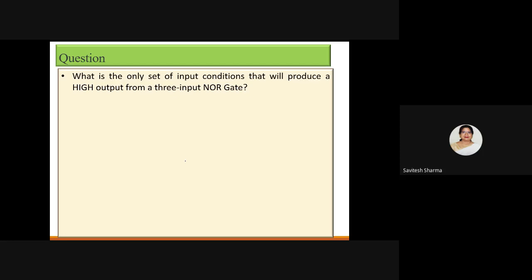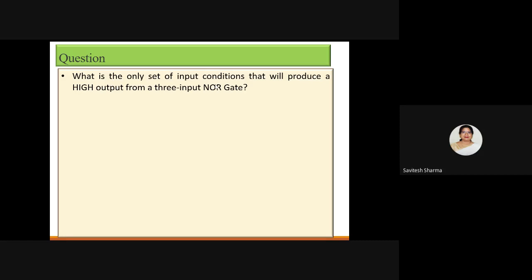So this is again a simple question. This type of question will also come. It is very simple, but you need to apply some knowledge. What it is asking: what is the only set of input conditions that will produce a high output from a 3-input NOR gate? Just tell me, what are the input conditions? How do you know? Again, you need to see the truth table.